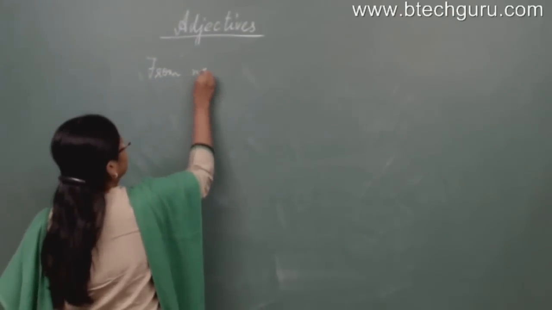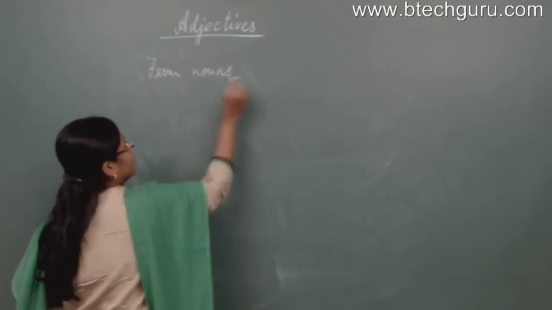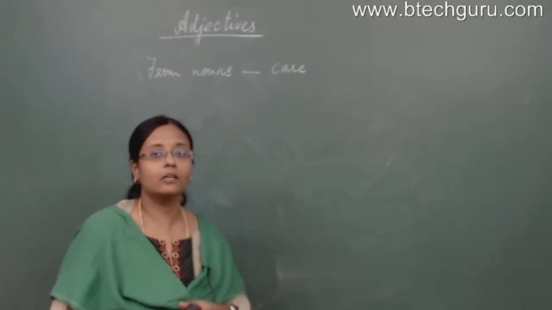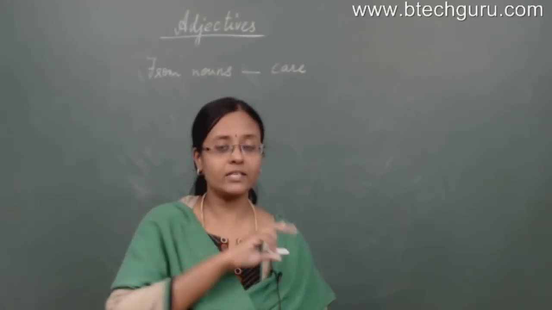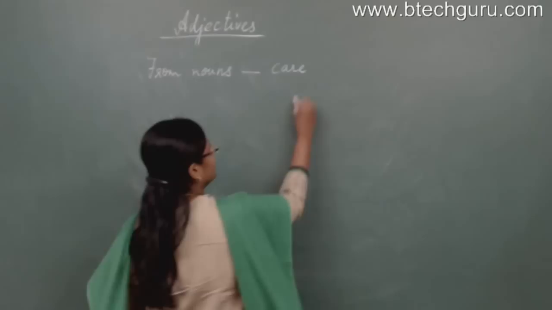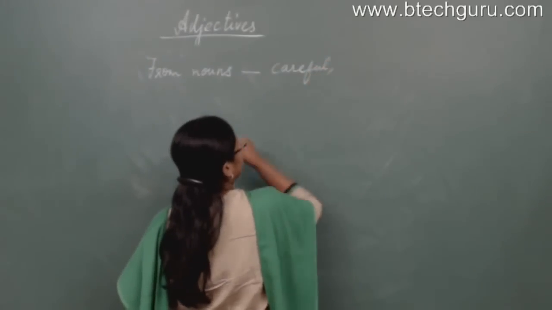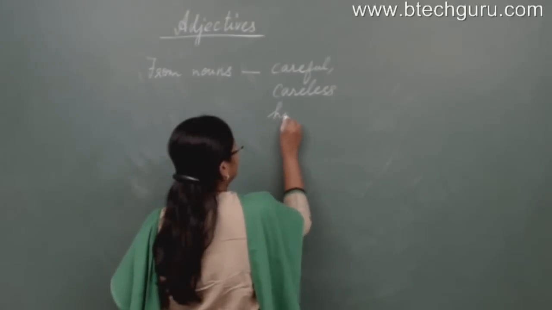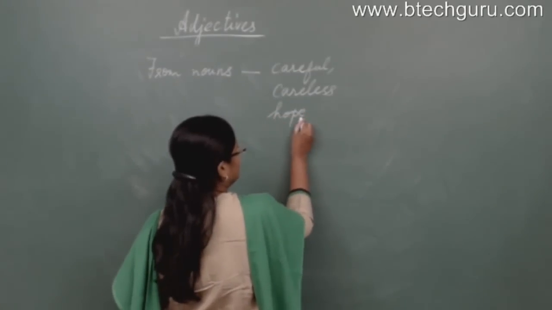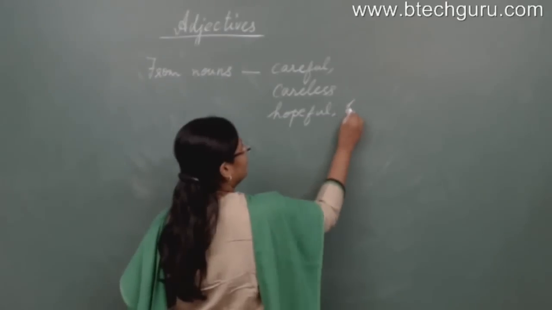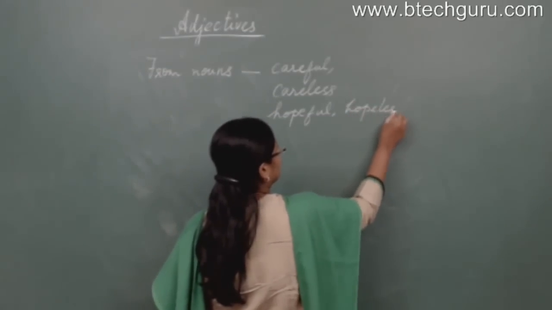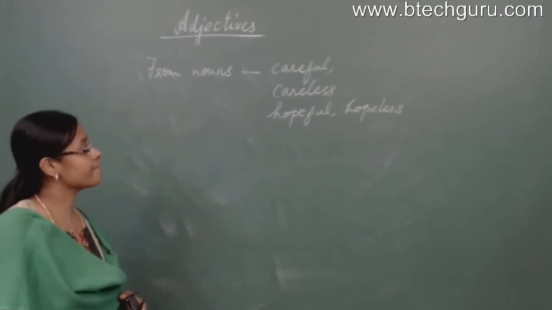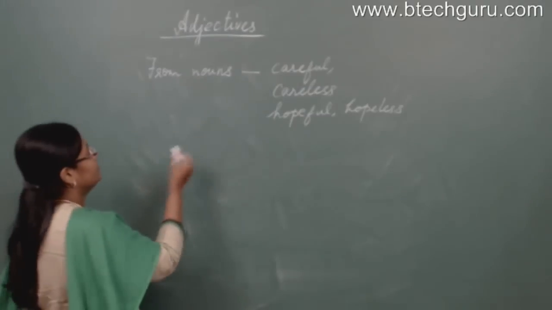From nouns, like care. See, care is a noun. You can form two adjectives from this word. Can you guess what they are? Careful, careless. Similarly, hope is a noun and we form the adjectives hopeful, hopeless. Can you think of similar words? Keep thinking.